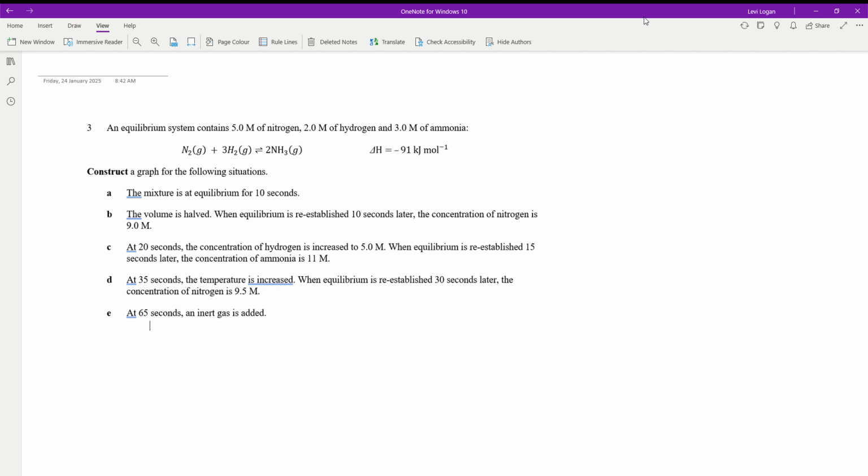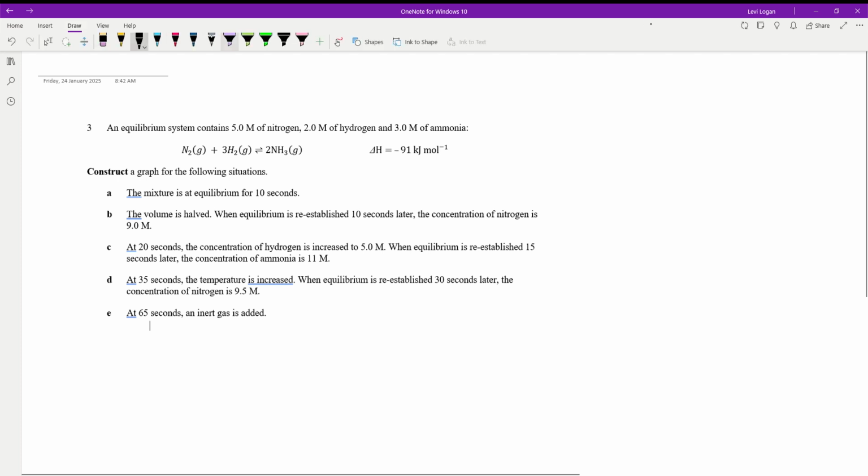In this video, we're going to be looking at an equilibrium system for chemistry. This is particularly a graphing question, so let's get straight into it. An equilibrium system contains 5 molarity of nitrogen, 2 molarities of hydrogen, and 3 molarities of ammonia. Here they've put it in direct order with our equilibrium system. So we have this, which is that, this, which is that, and this, which is that.